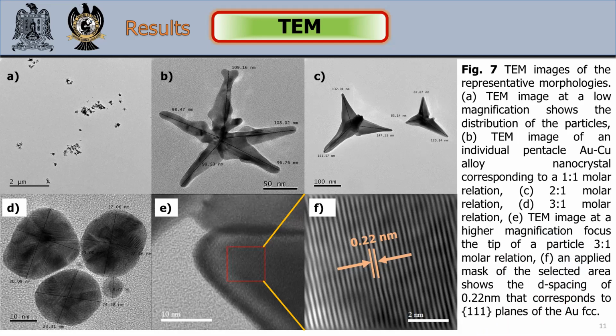Frame E is a TEM image at a higher magnification focused on the tip of a particle of molar ratio 3-to-1. And in frame F, an applied mask of a selected area shows the d-spacing that is of 0.22 nanometers. That corresponds to the 111 planes of the gold face-centered cubic phase.